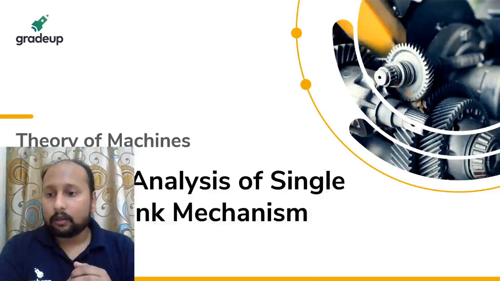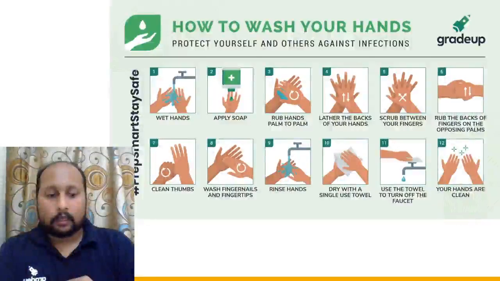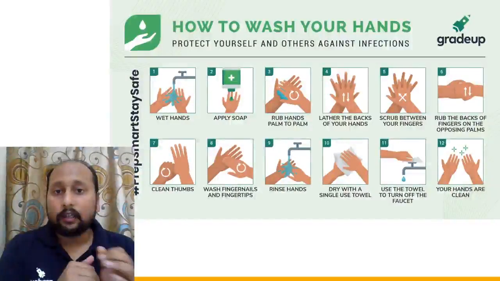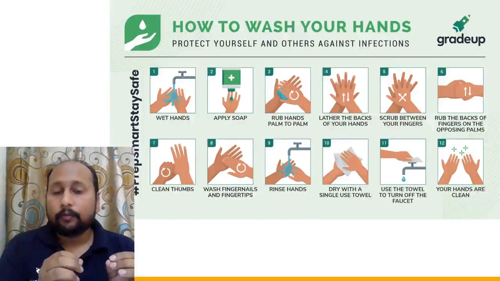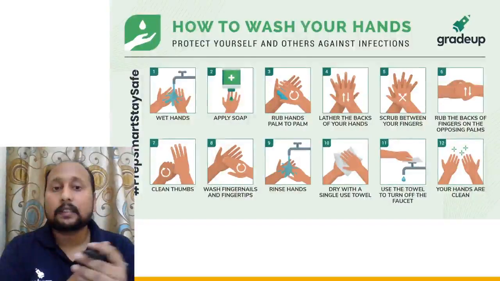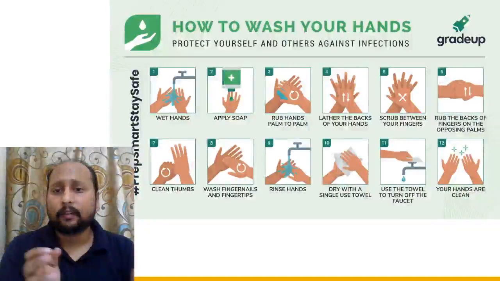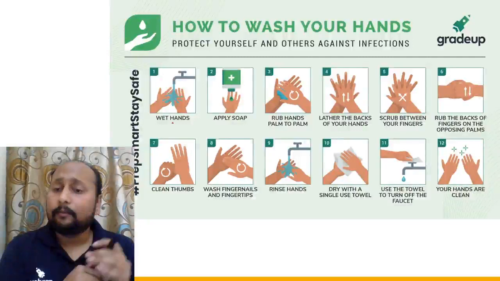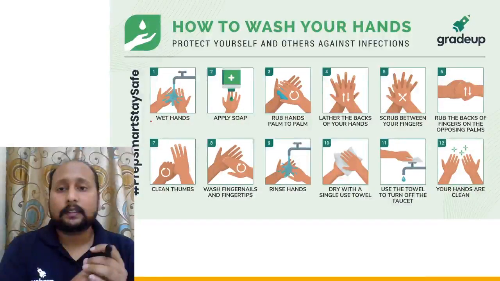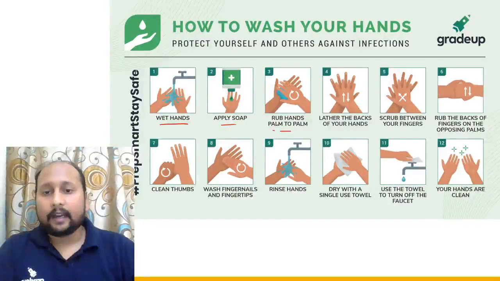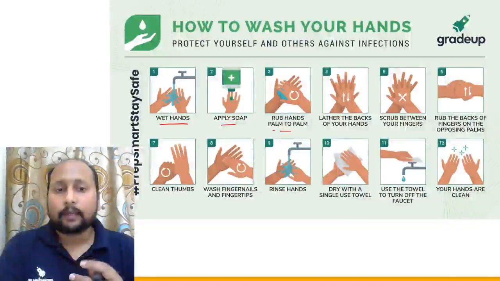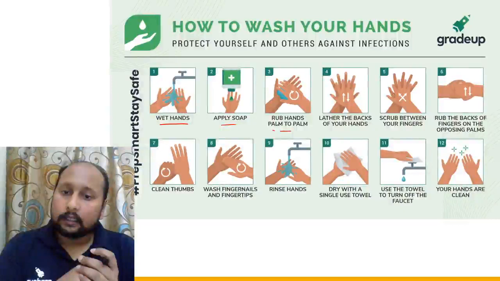This was the regulation given by WHO on how to wash your hands. There are 12 basic steps to wash your hands to protect yourself and also your friends and family members, and everyone can pass on this information. The starting step is to have wet hands, then apply soap, then rub your hands, steps 3 to 8. Step 9 is to rinse your hands, and after that you need to clean your hands.